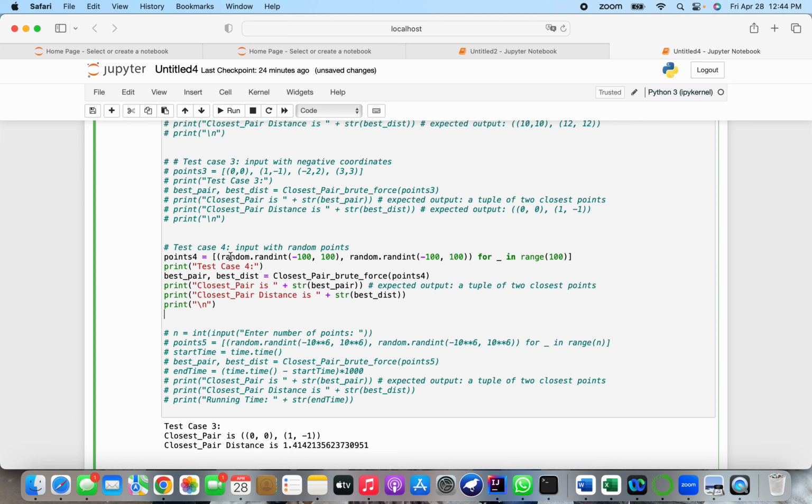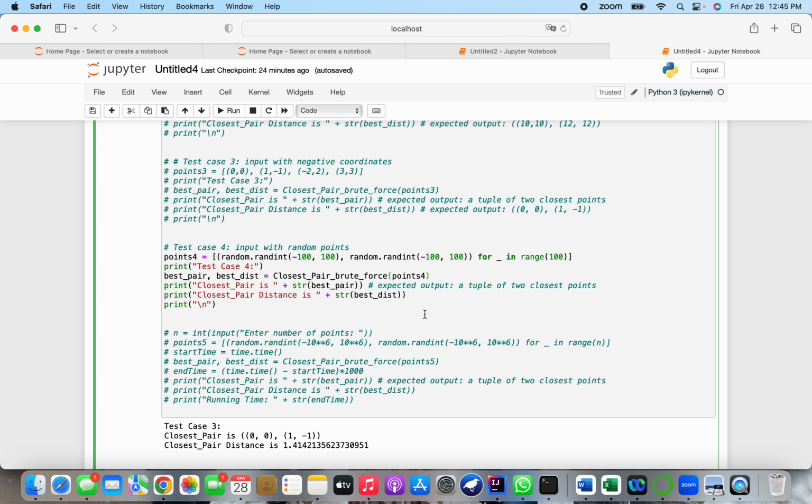And in test case 4, what I am doing is generating 100 random points here. Why? Because we keep on increasing the input. The main goal is to find how efficient and effective the algorithm is, how optimized it is, and how much less the running time is. So these are our goals for this project. When n equals 100, we are generating 100 random points between -100 and 100, and the loop will run 100 times. So that's how this command works.